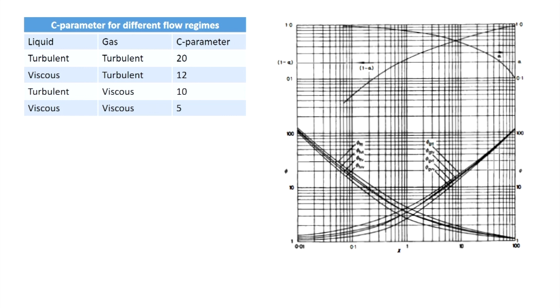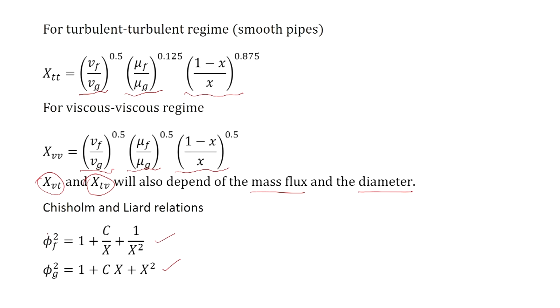For the turbulent regime, the value of C is 20. For viscous turbulent regime, it is 12. For turbulent viscous regime, it is 10. And for viscous viscous regime, it is 5. So, using these four values of C, we can find phi_f square and phi_g square for all the four flow regimes as functions of the Martinelli parameter X.